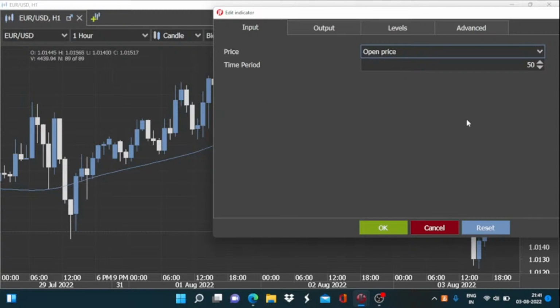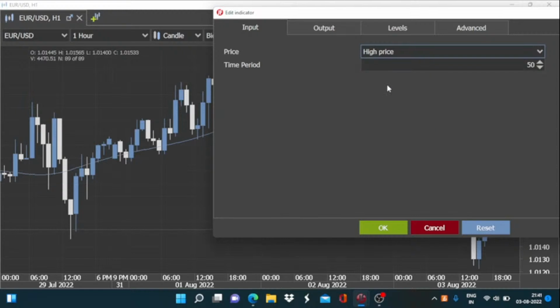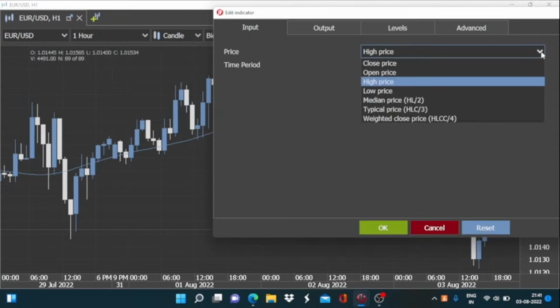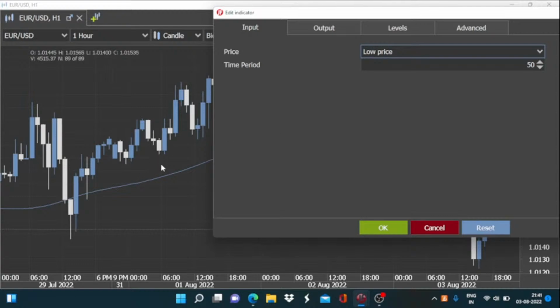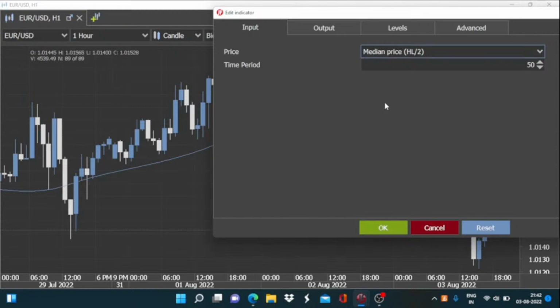It will shift depending on what kind of applied price is being used. If I use open price, then it has shifted slightly on the lower side. Now when I'm using the high price as the applied price, it has shifted on the higher side. If I were to use low price, it has substantially moved lower. So all these kind of changes can be observed. Now it is simply the median price, half of the sum of high and the low price.